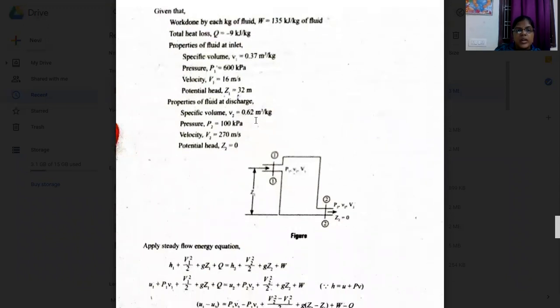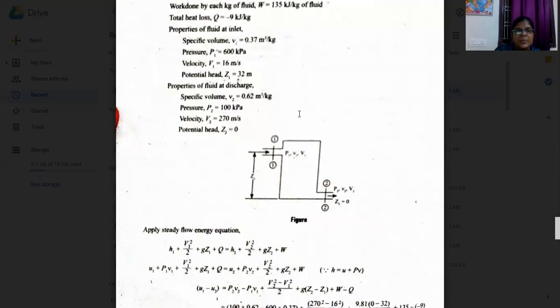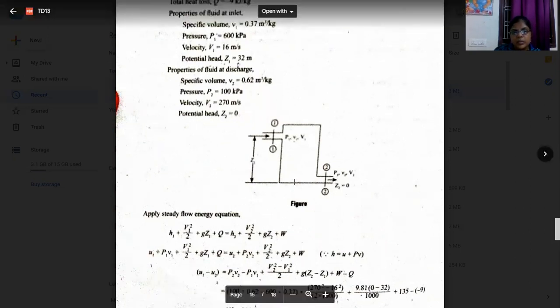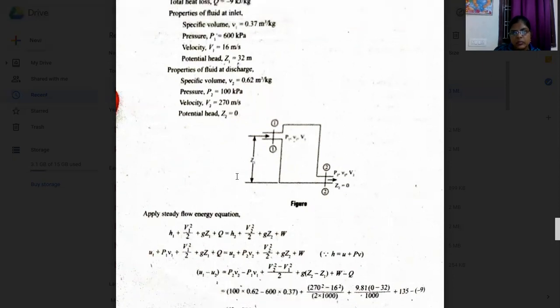And properties of fluid at discharge: specific volume v2 is equal to 0.60 meter cube per kg. Pressure, velocity, potential head. Because there is no value given for the discharge, that is why Z2. So here it is a data diagram like that. Because Z1 has some value with respect to datum, but here there is no value, that is why we put the value of Z2 as 0. Here it is the inlet and this is the outlet section.